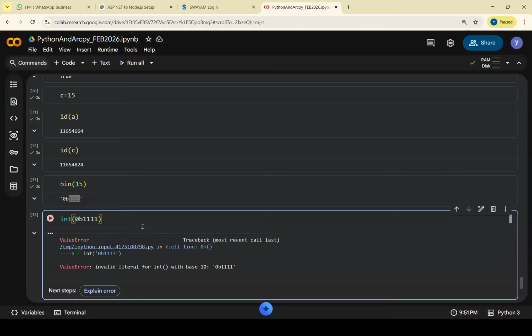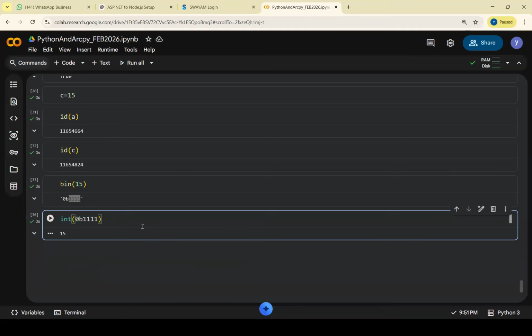There is actually some formula using that. Well, yeah, see this one. If you have the binary and you want to convert this binary to the decimal, or binary to the number, we can use the formula what? We can use the formula int, which we already have seen in typecasting.